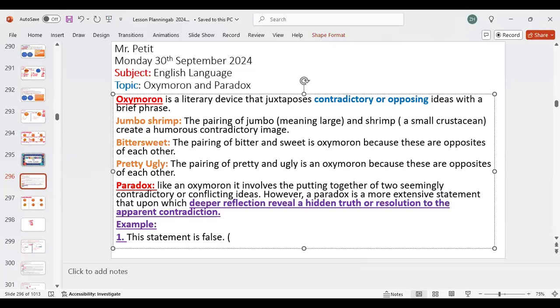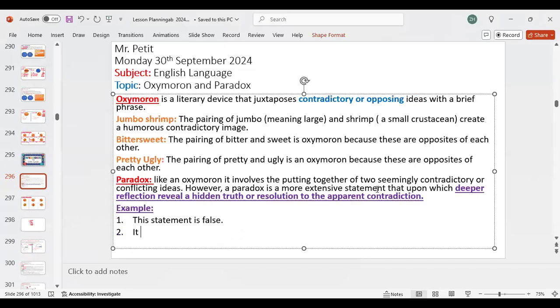Mr. Petit, I have one. Give me yours. It was the beginning of the end. That's a good one. It's paradoxical. I like that. It was the beginning of the end. Let's put that one.